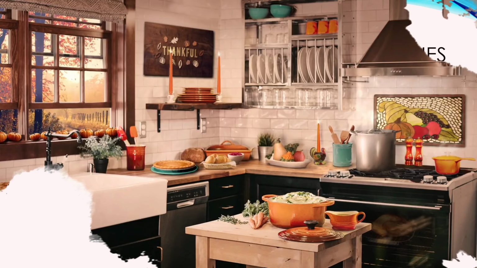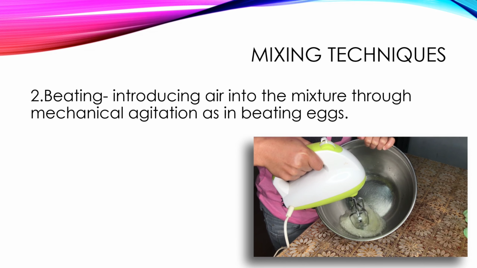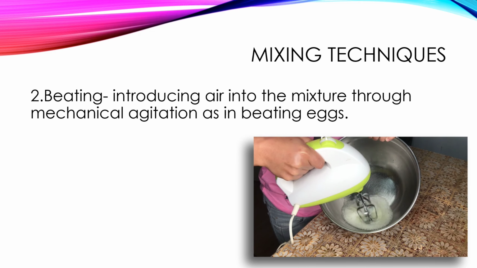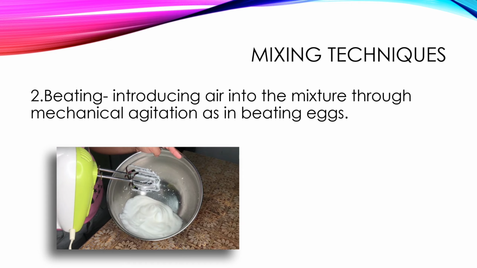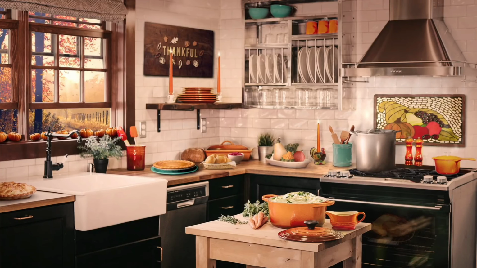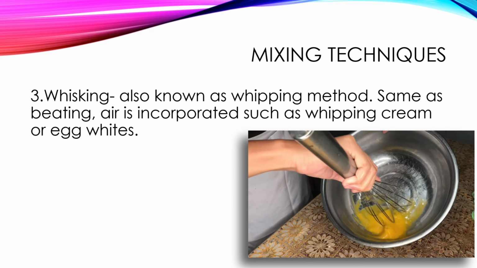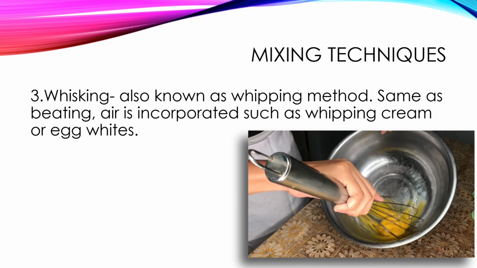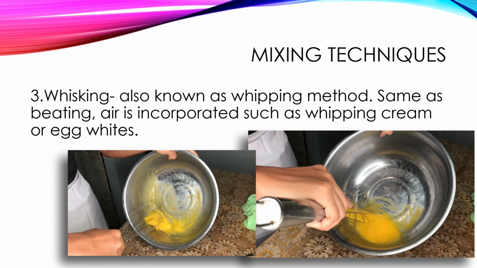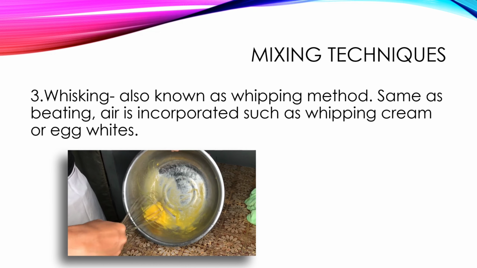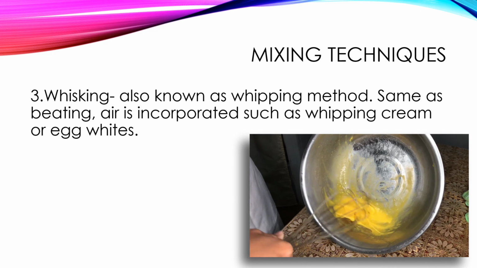Next is beating. Introducing air into the mixture through mechanical agitation, as in beating eggs, or using an electric mixer. Whisking, also known as the whipping method, is usually used for meringues and for chiffon products. Air is also incorporated into such food as whipping cream and egg whites through very vigorous mixing, usually with an electric mixer or a whisk.